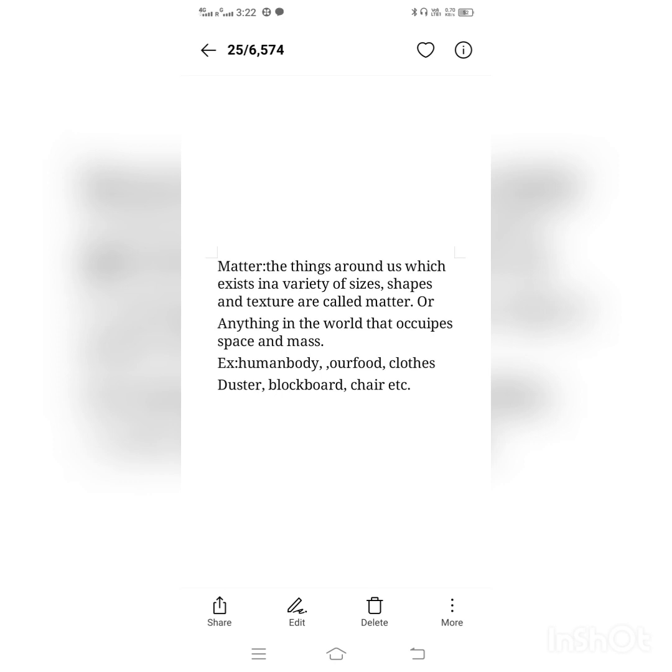Children, write down the definition of matter. The things around us which exist in a variety of sizes, shapes and textures are called matter. Or anything in the world that occupies space and has mass. Examples: human body, our food, clothes, duster, blackboard, chair, trees and mud. Everything in the world consists of matter.